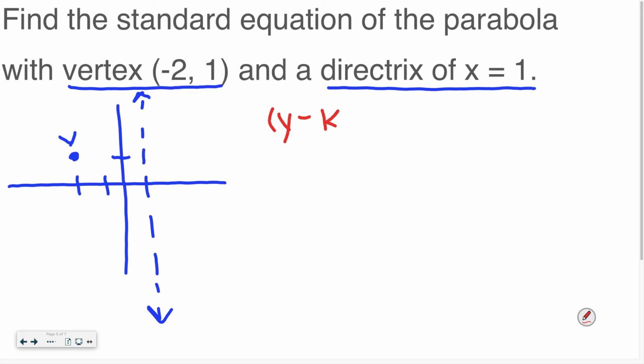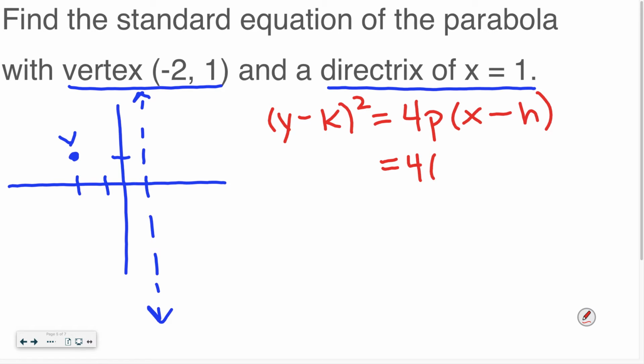We have (y minus k) squared equals 4p times (x minus h), and since it's opening left as opposed to right with this standard form equation, we know that p better be negative. If p is positive, it's opening to the right. P is negative means it's opening to the left. So we do know that p, how far away is that vertex from the directrix? 3. So p is negative 3.